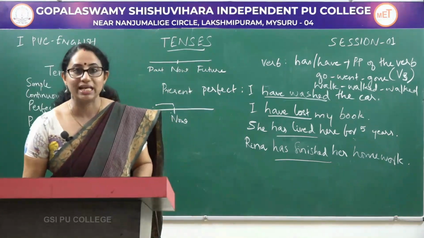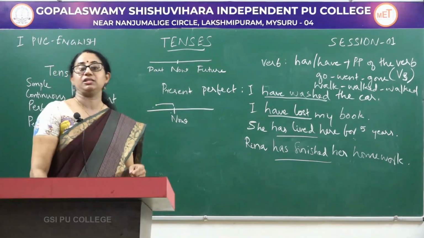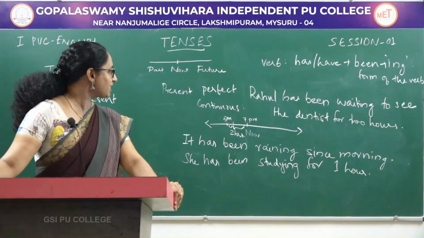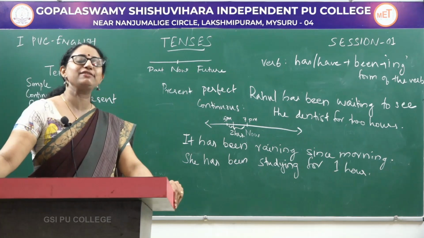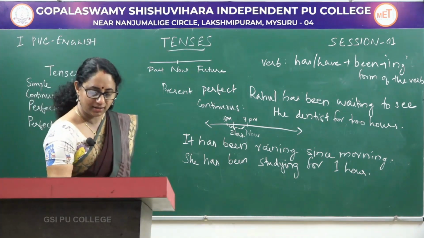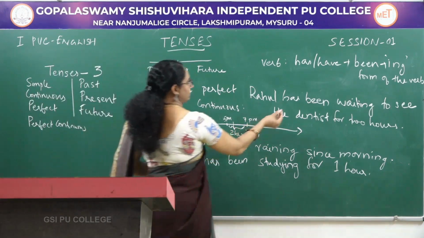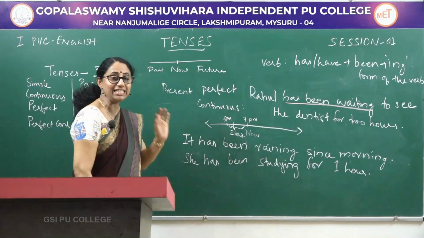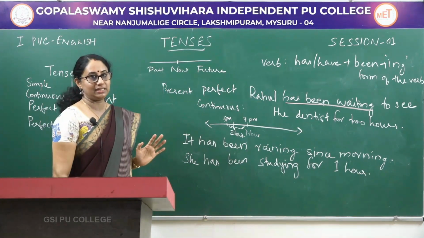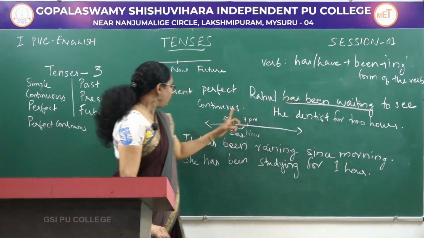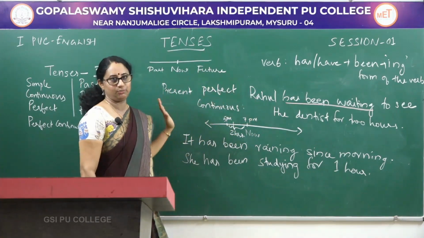Now let's move on to the next tense, present perfect continuous. So see the example here. Rahul has been waiting to see the dentist for 2 hours. See, this is the verb. This indicates the tense. Has been waiting. Okay? Now, what does this sentence mean?